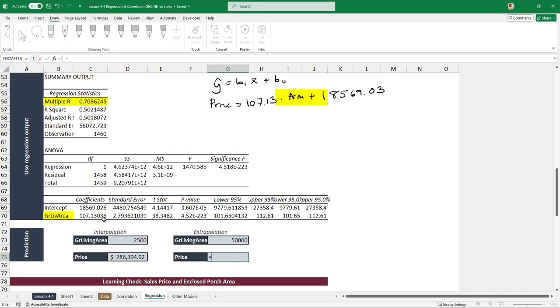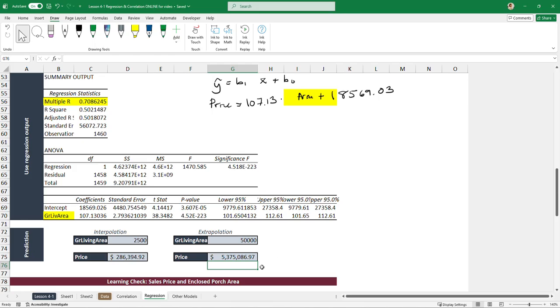So again, you'd have to take slope times value given for the x, that's the area, plus the intercept. And that is the equation of the line. Press enter. I don't have enough space here, so I need to make that cell bigger. And it's guessing $5.4 million approximately. This actually is not accurate. I think Drake's home is valued at like $100 million when I looked it up online, not only 5.4 million. So this is not accurate.